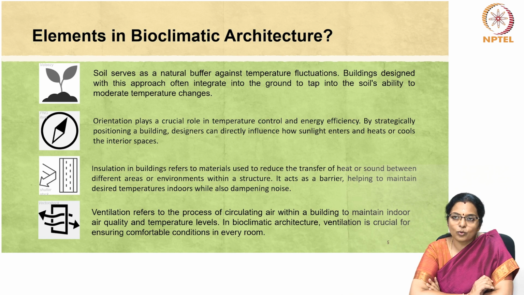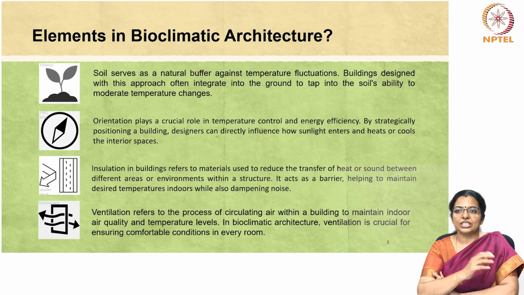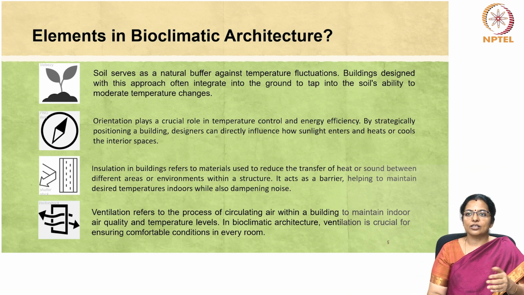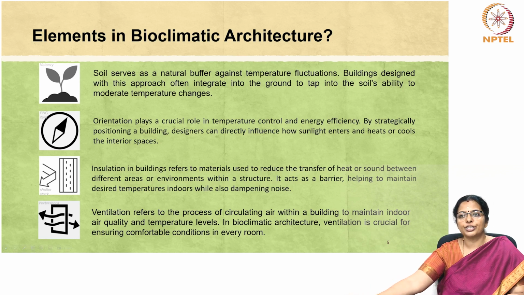The second one is orientation. Combining thoughtful orientation with shading elements like blinds or vegetation or some kind of shading devices enables precise management of indoor temperatures throughout the day and across the seasons. This approach optimizes comfort while minimizing the need for artificial heating or cooling, ultimately reducing energy consumption and promoting sustainability.